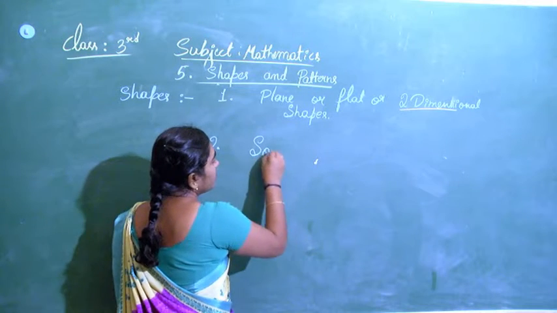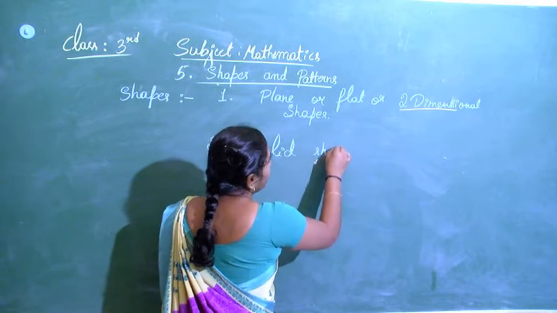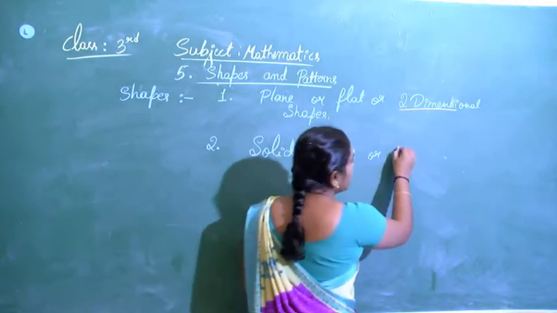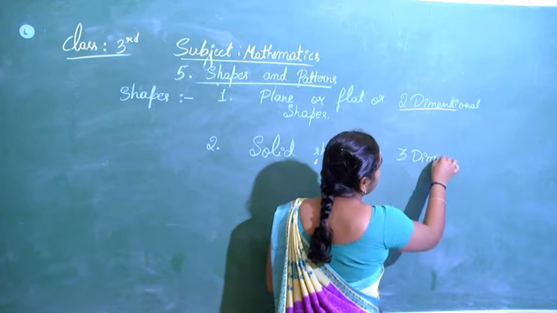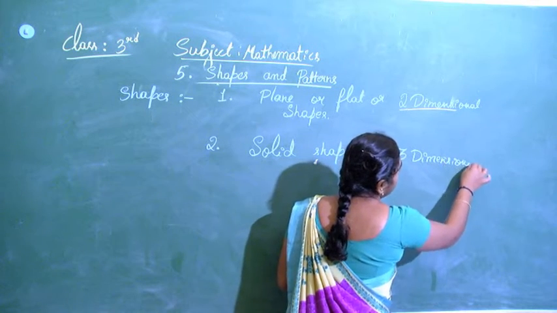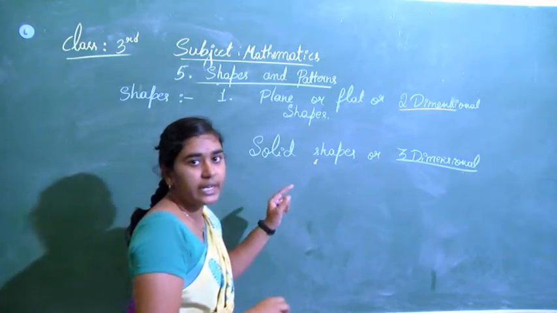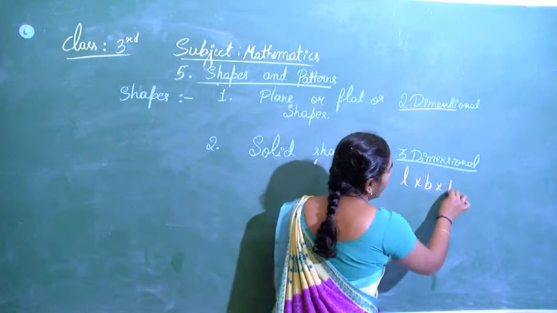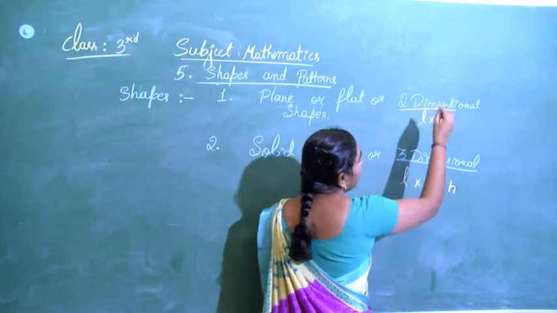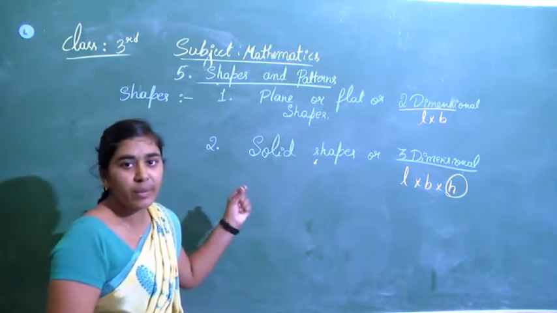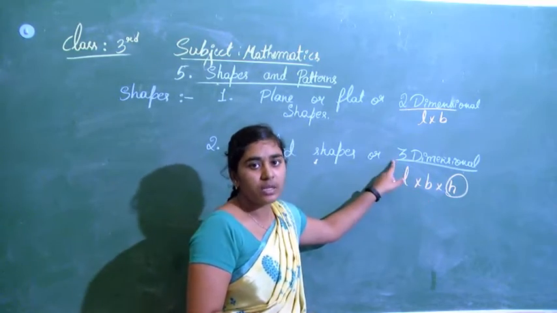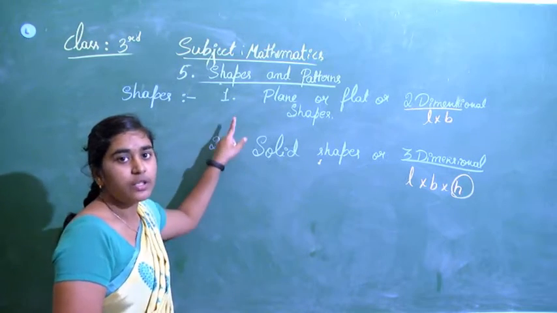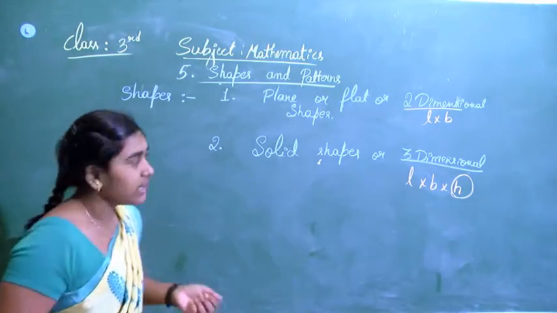Those are solid shapes, also called 3D shapes. 3D means three-dimensional. Here we get length, breadth, and height. Here only length and breadth. Here we get an extra measurement, which is height. That's why we call this three-dimensional. So in shapes we know plane shapes and solid shapes. Which shapes come under these? We'll see now.